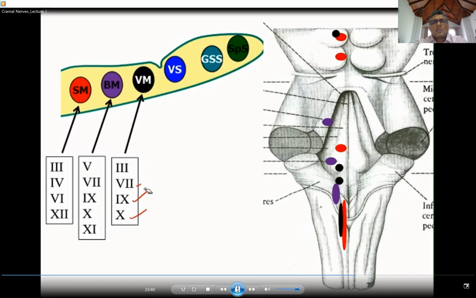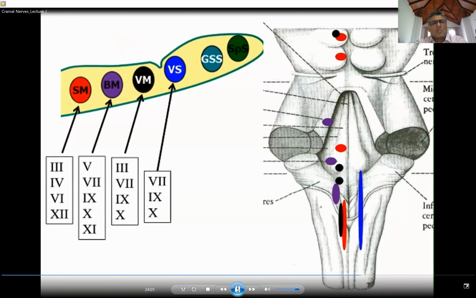And there's another point that you need to remember here. Now in the brainstem there is no sympathetic outflow, therefore rather than calling it visceral motor, you can directly call it parasympathetic if you want, which is less confusing.